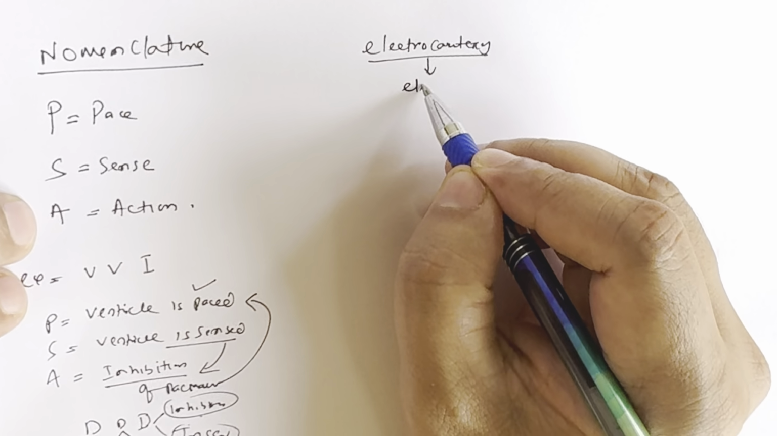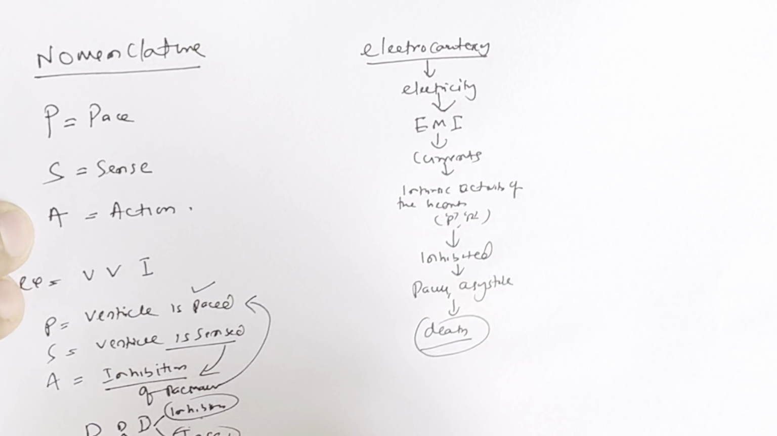intrinsic activity of the heart. It can be a P wave or R wave, and the pacemaker is inhibited, producing pause or asystole, leading to death. So that is the reason why, before the patient goes to the OT, the setting needs to be changed.